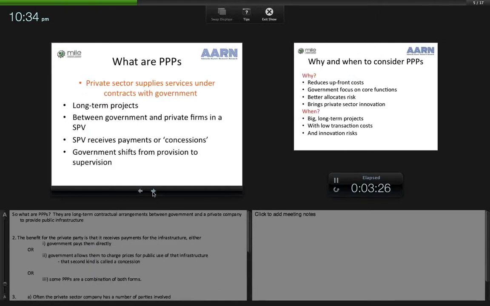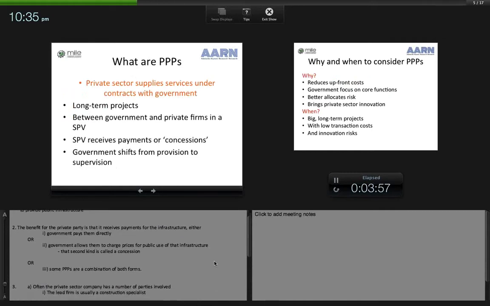Okay, so let's briefly go back over some of the issues we dealt with last time. What are PPPs? Well, they are long-term contractual arrangements between government and a private company to provide public infrastructure. The benefit for the private party is that it receives payment for the infrastructure. Either the government pays them directly, or government allows them to charge prices for public use of that infrastructure. That second kind is called a concession. And of course, PPPs can be combinations of both forms.